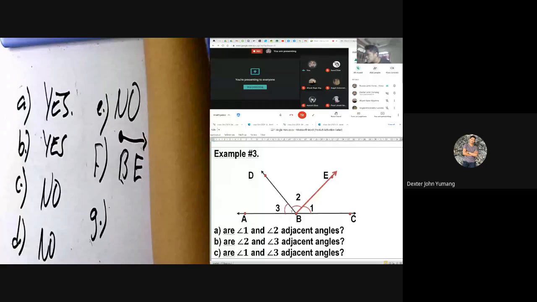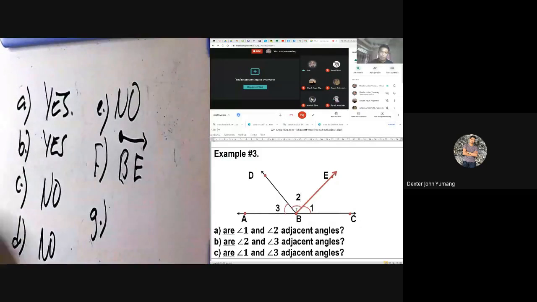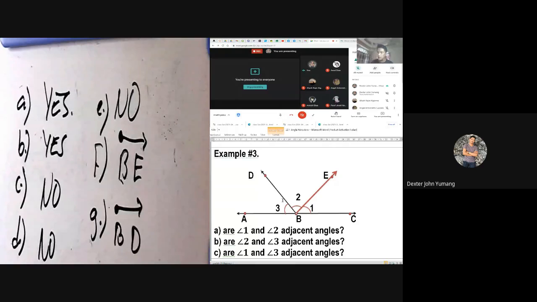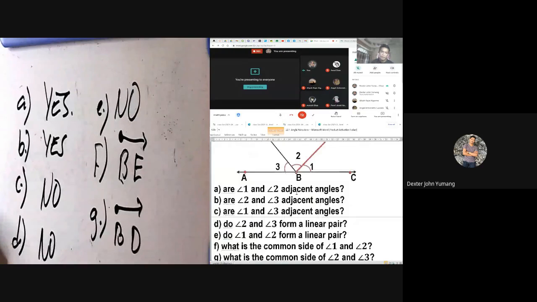So, sabi po ni Aliyah, line E daw po. Tingnan natin kung tama ba. Ano ba yung common sa kanila? Ito na linya. Si B at saka si B. Nag-start kay B, nagtapos kay B. So, that's the answer, BD for letter G.